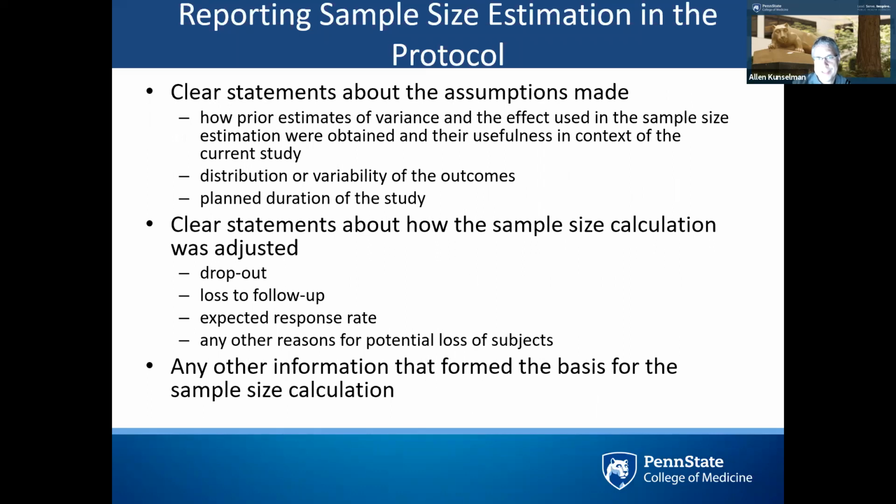Make clear statements about the assumptions being made. How were prior estimates of variance and the effects used in the sample size estimation obtained, and their usefulness in the context. So did you get your information from a pilot study, or did you get your information from the literature? If so, reference that paper you used to get an estimate for your variability.